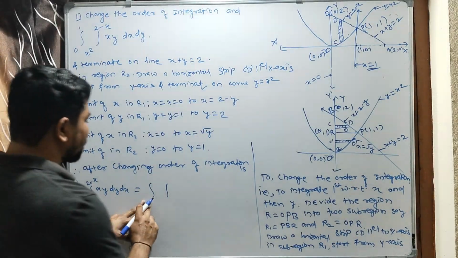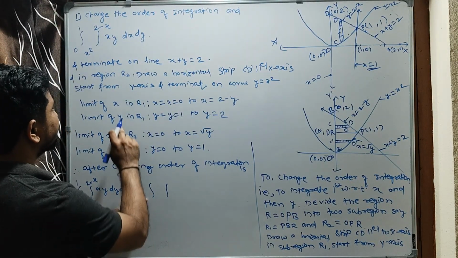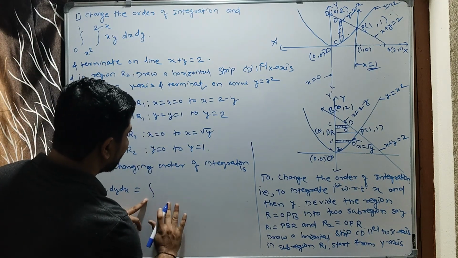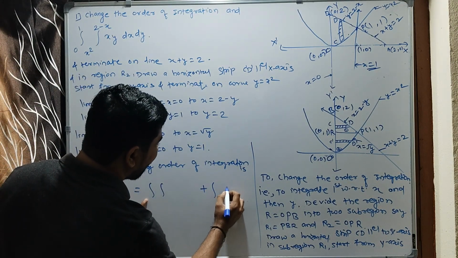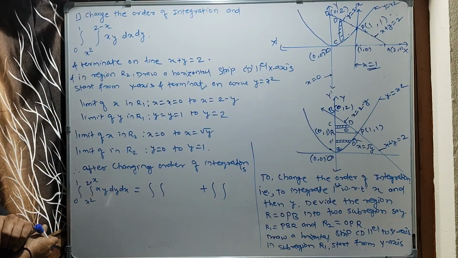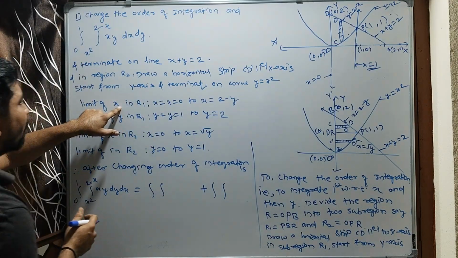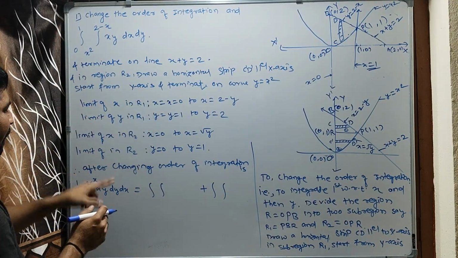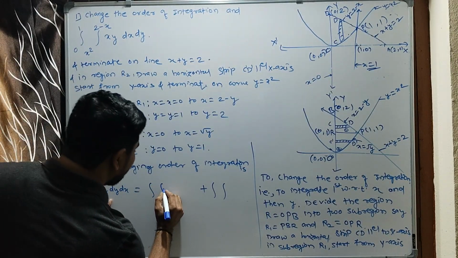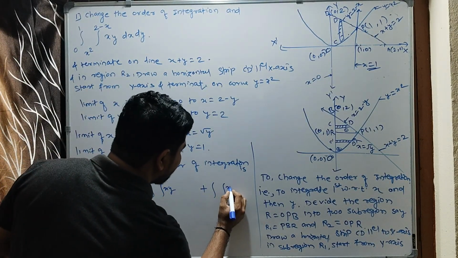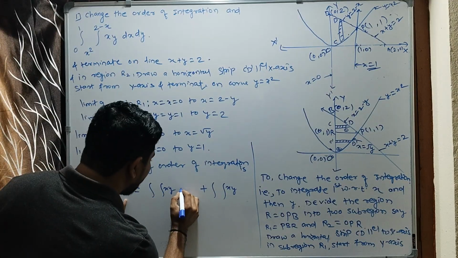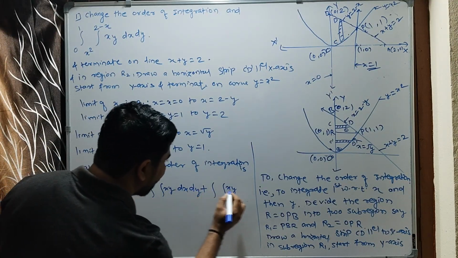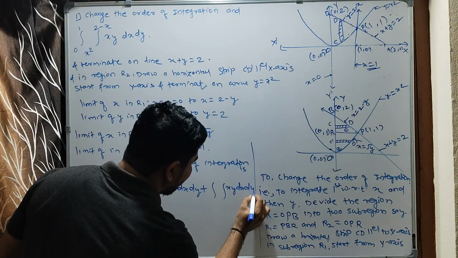So first, in subregion R1, tell me the limits of x and the limits of y. After that, in subregion R2, tell me the limits of x and limits of y. In subregion R1, I want to change from dy dx to dx dy. So this is dx and then dy.